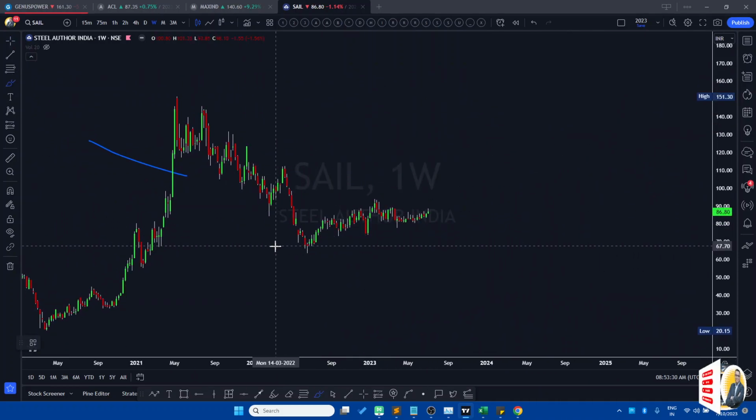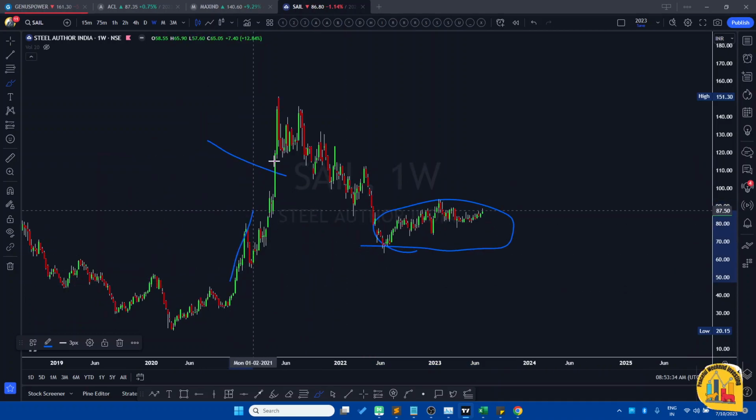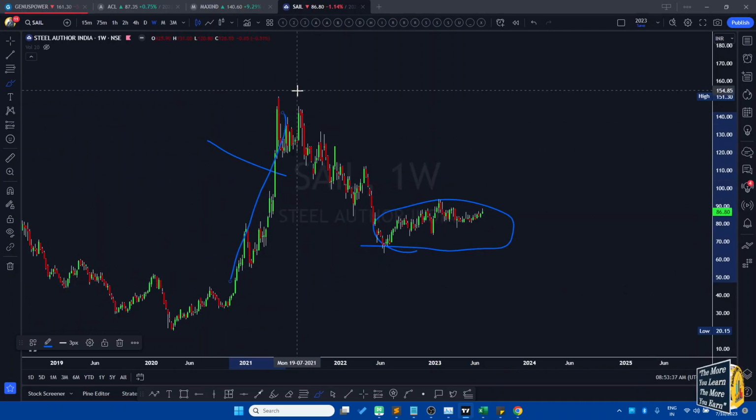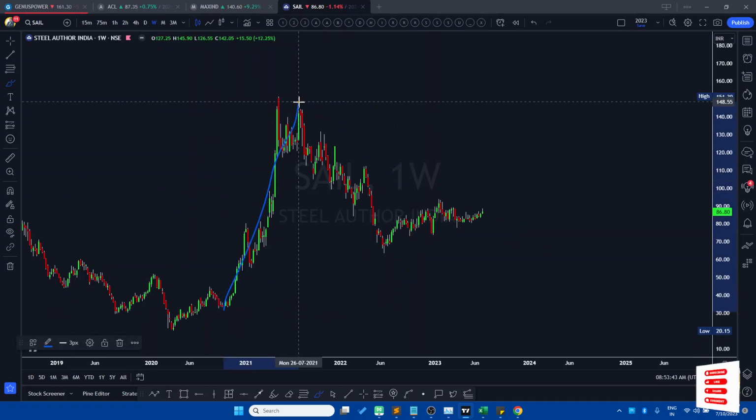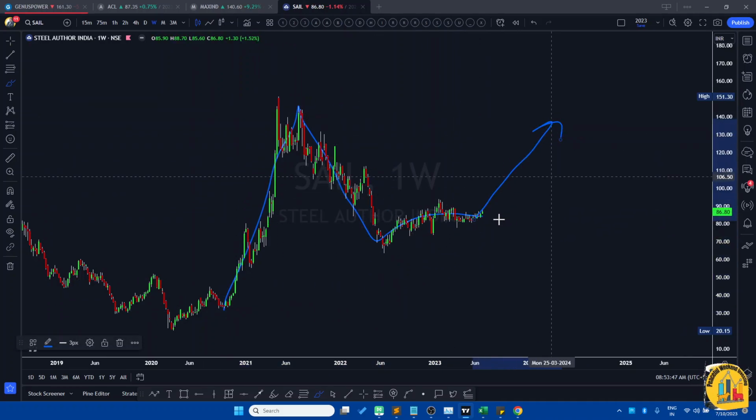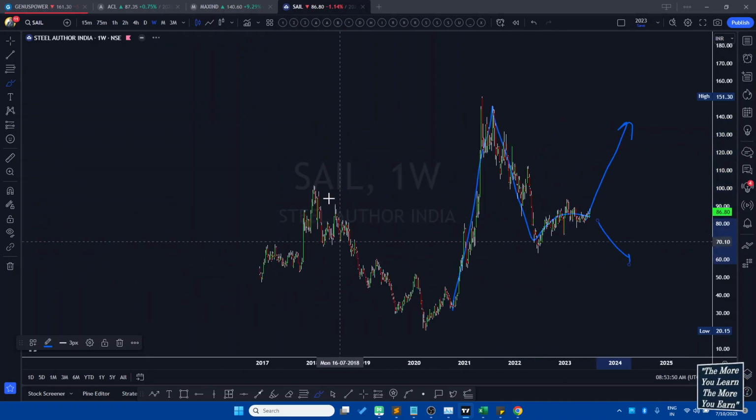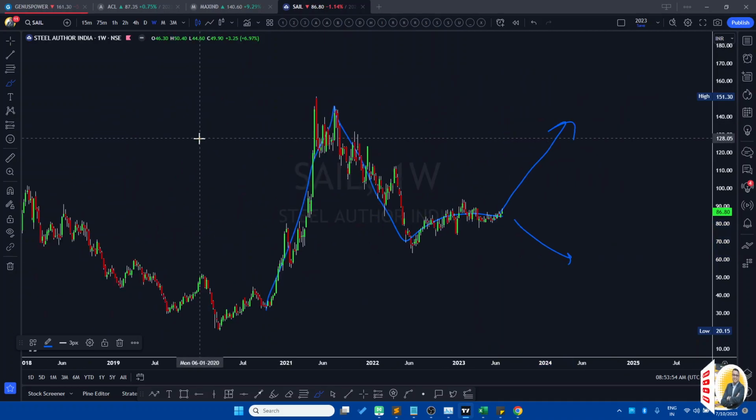SAIL is an area you have to look at, because after a rally which happened in 2021, it corrected, and now it's consolidating. All right, so that is the view, and it could again go up or down. That's something we have to look at. But on the weekly chart, it's showing consolidation there.